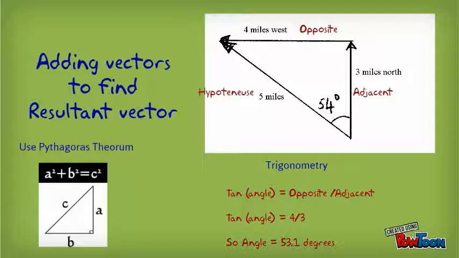And then I can use trigonometry to find out what direction I've travelled in. So the tan of that angle shown is 4 divided by 3, and when I work that out on a calculator, that comes out at an angle of 53.1 degrees.